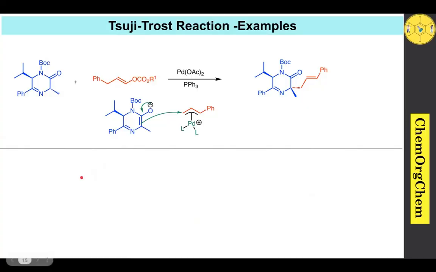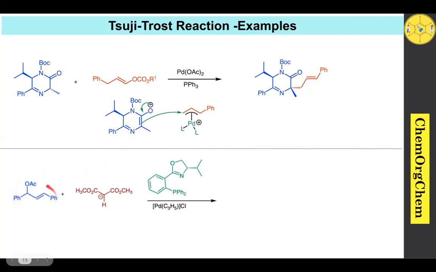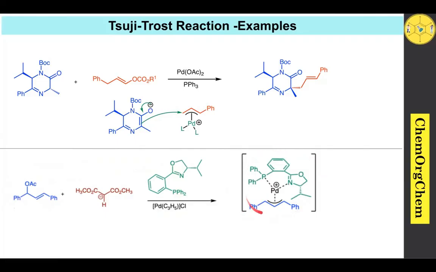Next, we are moving on to the asymmetric Tsuji-Trost reaction. In order to conduct the asymmetric Tsuji-Trost reaction, we need a suitable chiral ligand. So let's see this example. Here you can see a racemic allylic acetate which reacts with this soft carbon nucleophile in the presence of palladium catalysis and this PN chiral ligand. Initially, this palladium catalyst reacts with this chiral PN ligand, generating the corresponding palladium complex. Now that palladium complex interacts with our allylic substrate, producing this corresponding pi-allyl palladium species.